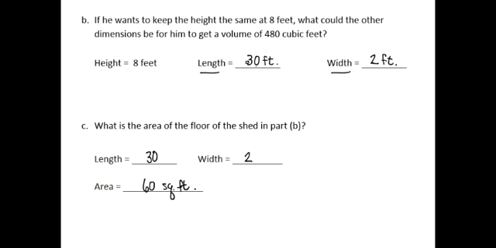But if you think about this, having a shed that's 2 feet wide probably isn't that practical, especially when it's 30 feet long. If I think back to our other measurements where we took 6 times 10 times 8, this would be a 6 by 10 floor. That would be an area of 60 square feet as well. And that measurement might be a little more realistic. A 6 foot by 10 foot shed might be a little more realistic than a 30 foot by 2 foot shed. But each of those dimensions still work.